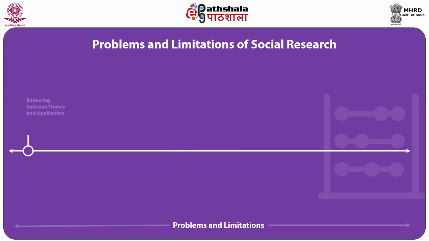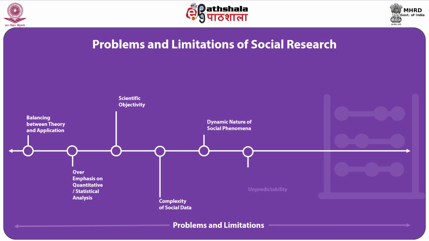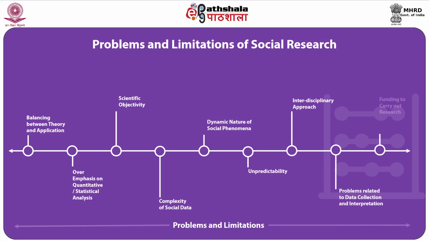Well, social research is generally followed in all social sciences. There are certain problems and limitations of social research when we practice it. For instance, the first one is balancing between theory and application. Generally, while carrying out social research, one should maintain a balance between theory and application of theories to the research theme or topic studied.